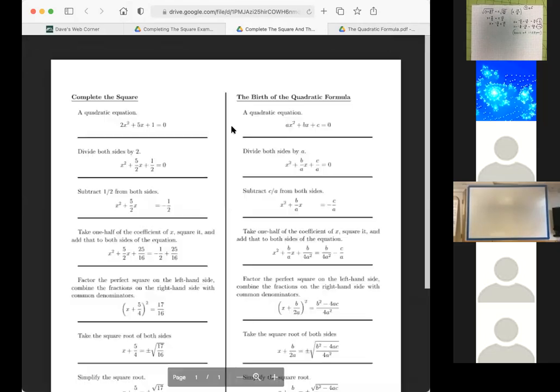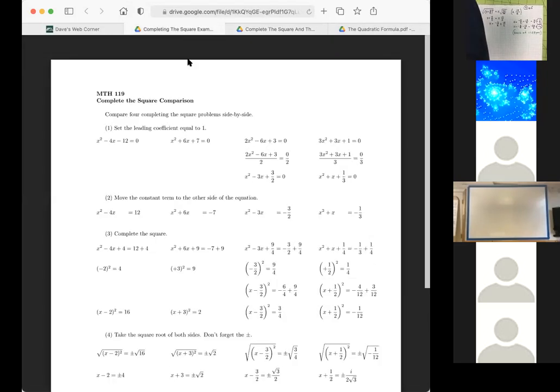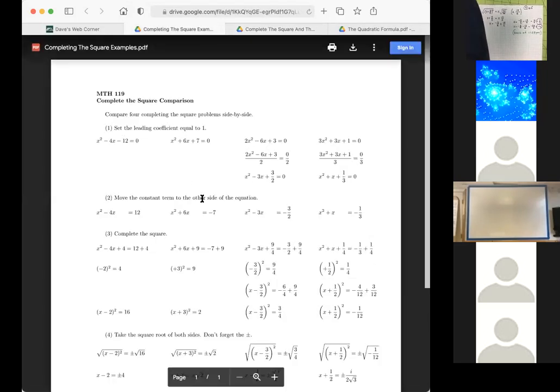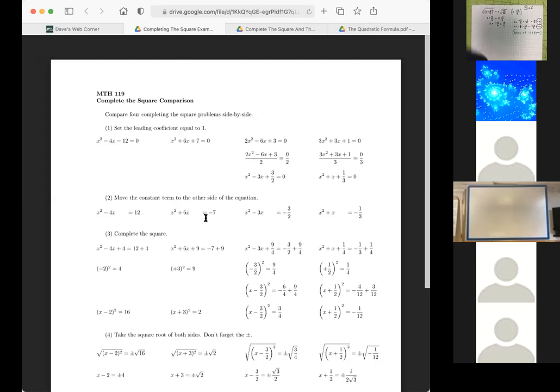I'll give it a second to load right here. There you go. And here's some harder completing the square formula. So let me show you these 3 pages that I just added. You should probably print them out and practice with them.